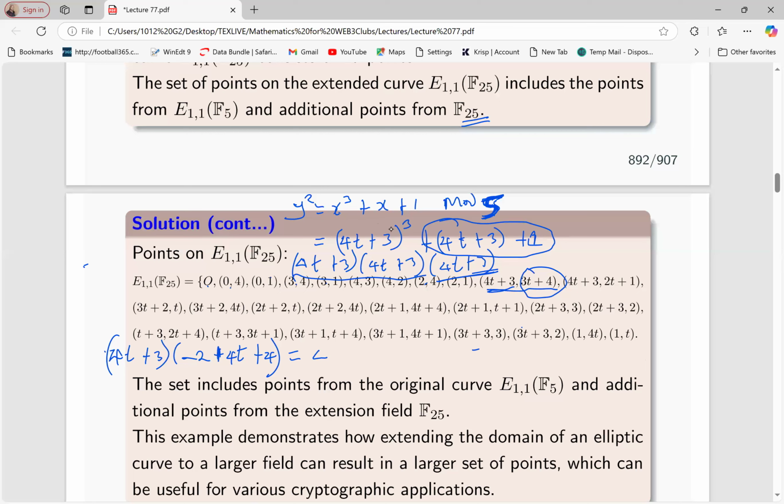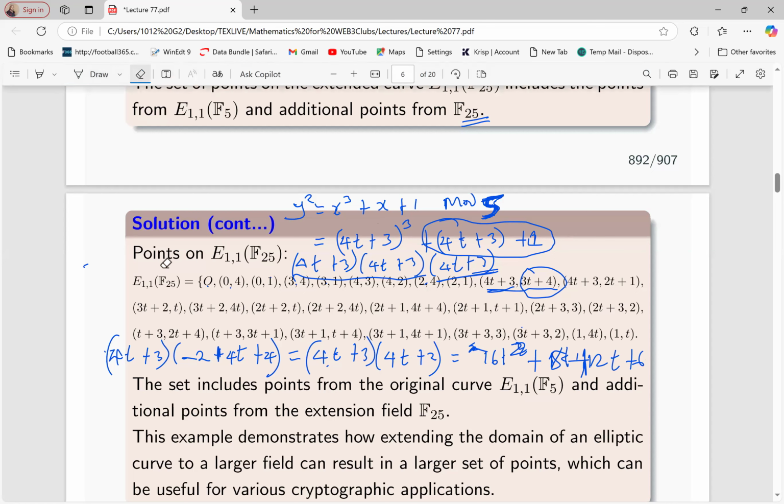And so this will be 40 plus 3 multiplied by 40 plus 2, which then gives you 16t squared. But remember, t squared will be negative 2, which you just write negative 2 later on. And this will be 8t, and this will be 12t, and this other one will be 6. And remember, you're doing it mod 5.